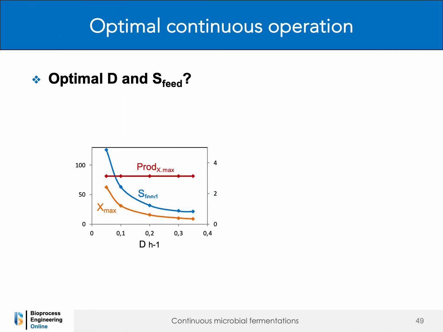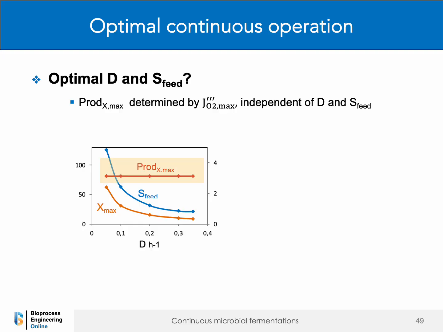To conclude this section, based on the preceding analysis of oxygen transfer limitations, what constitutes the optimal steady-state operating conditions for continuous fermentation? When the oxygen transfer bottleneck is taken into account, the maximum achievable fermenter productivity, prod X max, is directly determined by the maximum volumetric oxygen transfer rate, JO2 max. Under these conditions, the maximum productivity is independent of both the dilution rate D and the feed sugar concentration S feed.